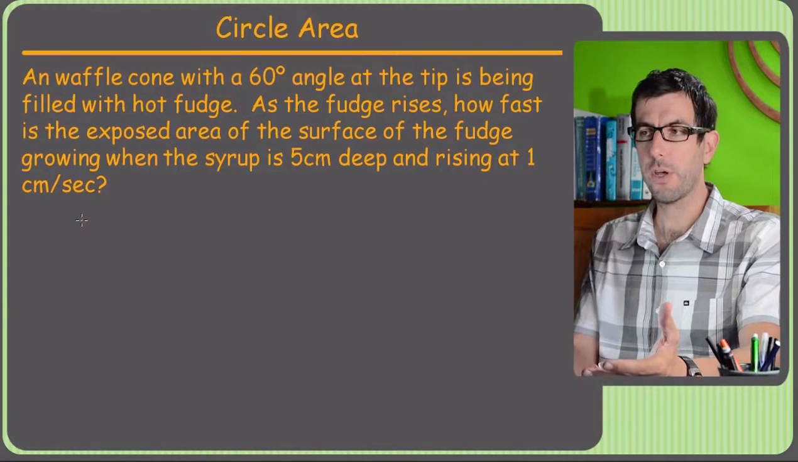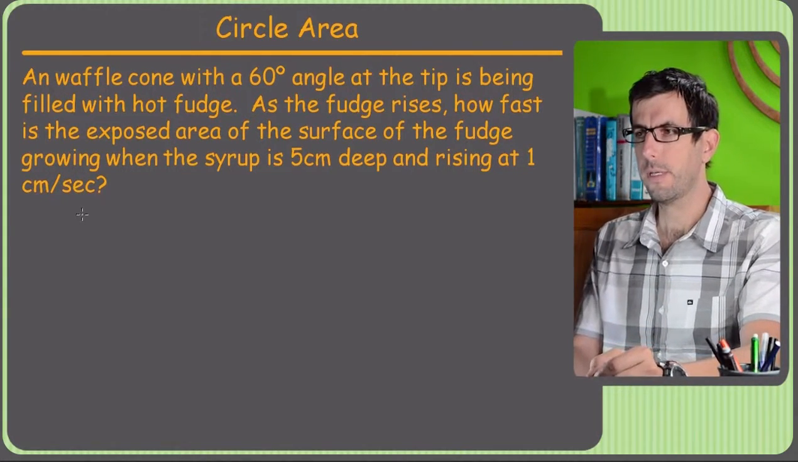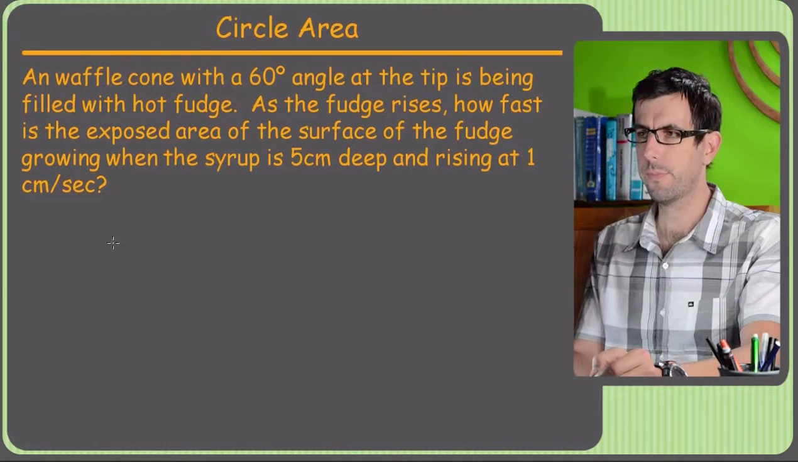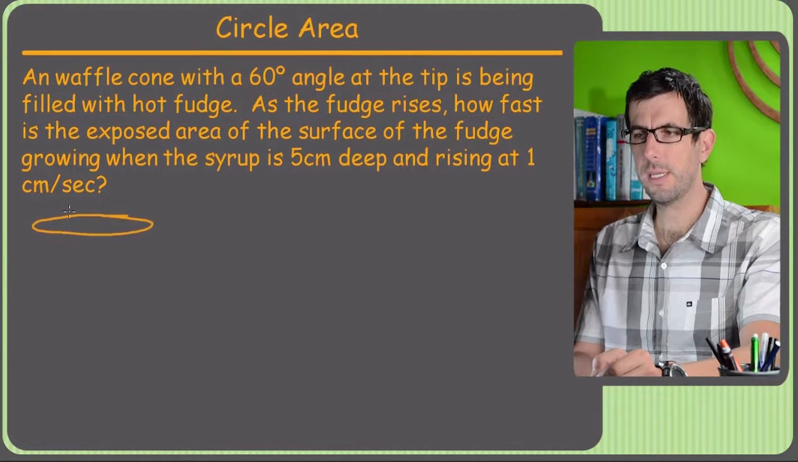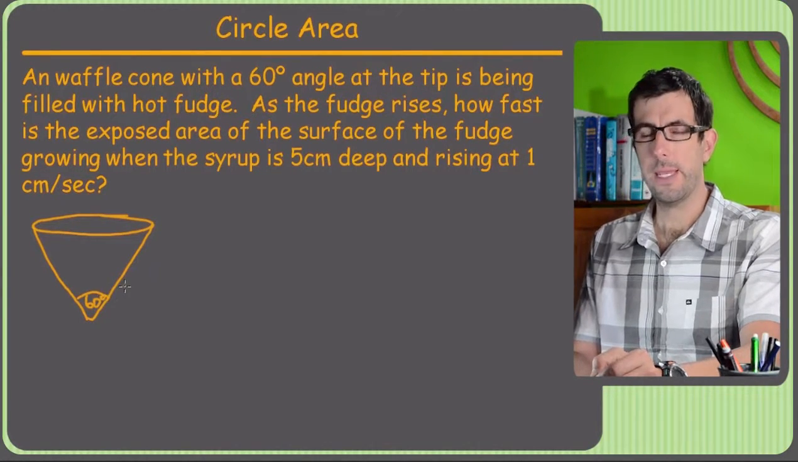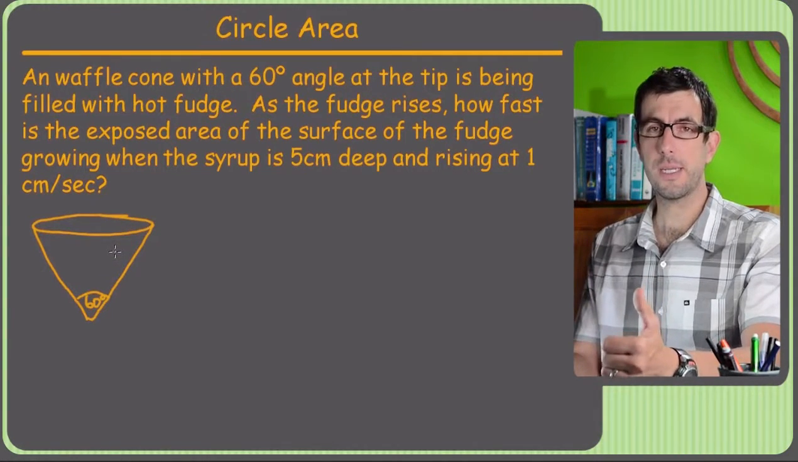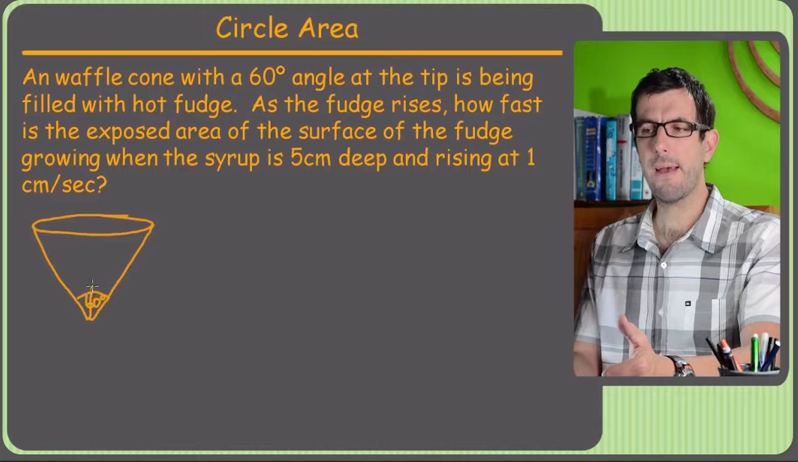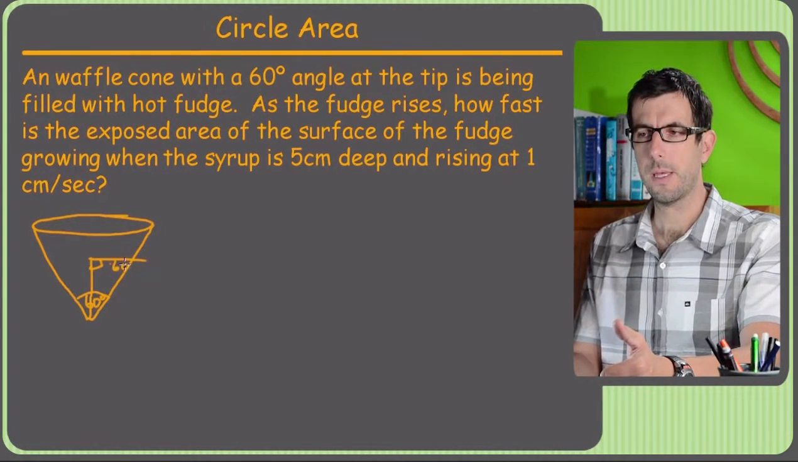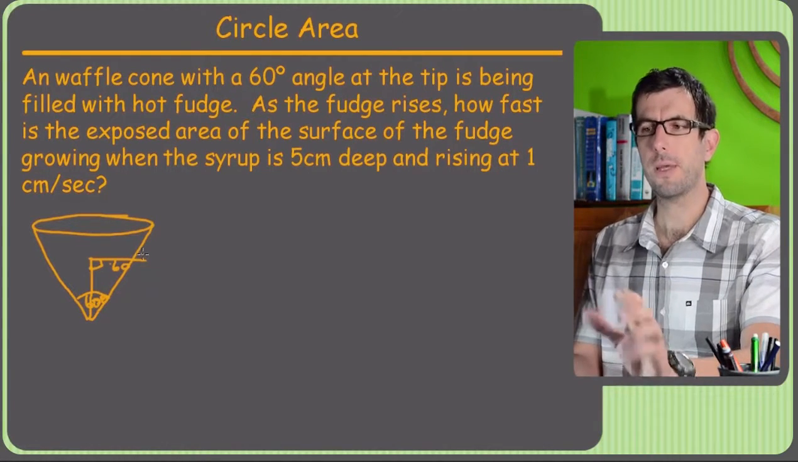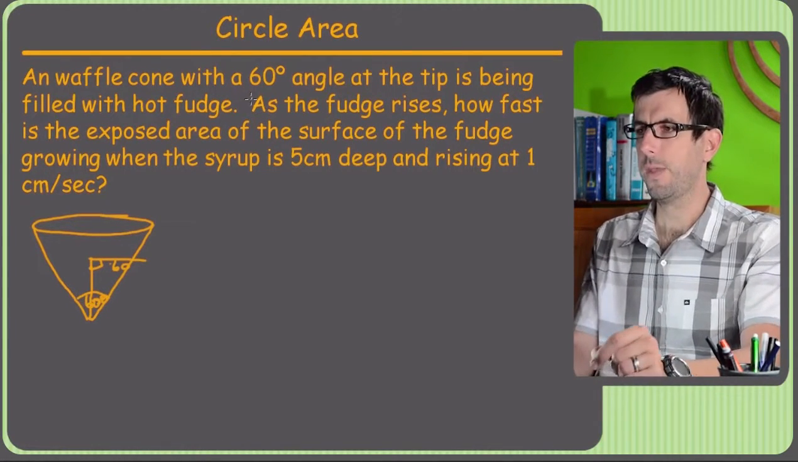Now we've got a waffle cone. Let's see what happens. It's filling up with hot fudge. We've got a waffle cone with a 60-degree tip. As usual, the devil's in the details of the drawing. So we've got a waffle cone like this, and it's got a 60-degree angle here. Whenever I see a 60-degree angle in a problem, I'm thinking it's either part of a 30-60-90 triangle, or if I split it in half, it'll be part of a 30-60-90 triangle. And I'll get a 30 right here for half of it. So keep that in mind as we progress in this problem.